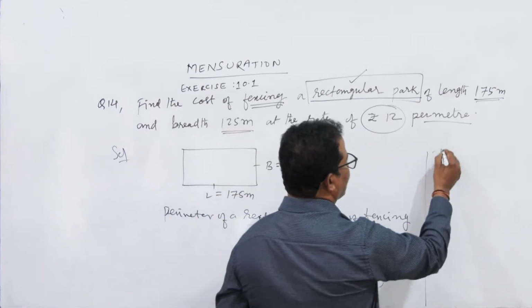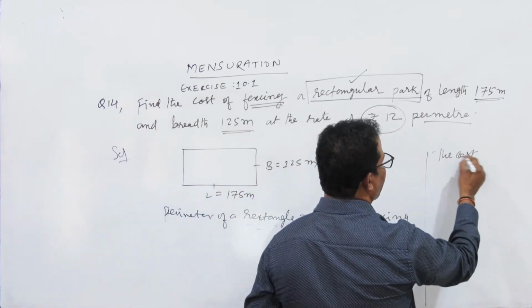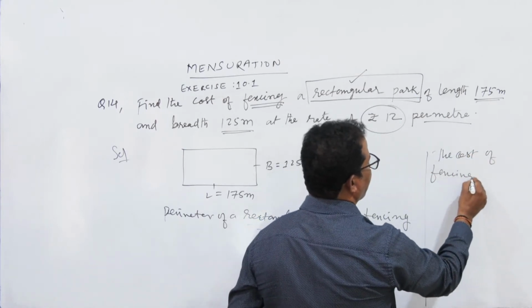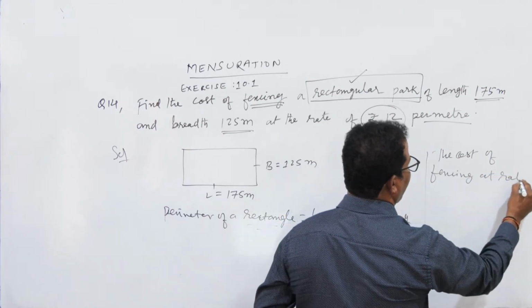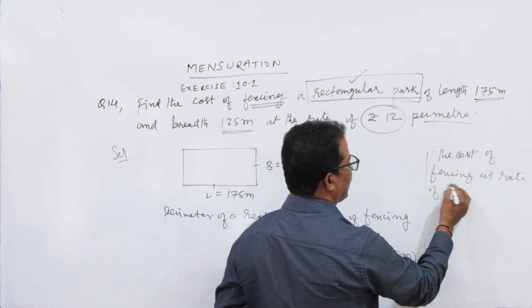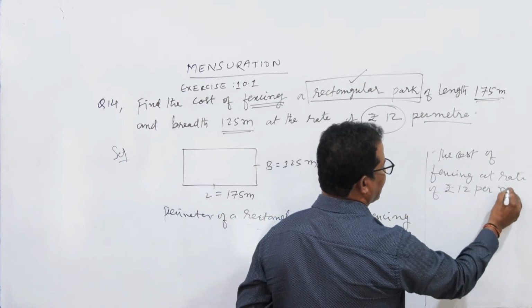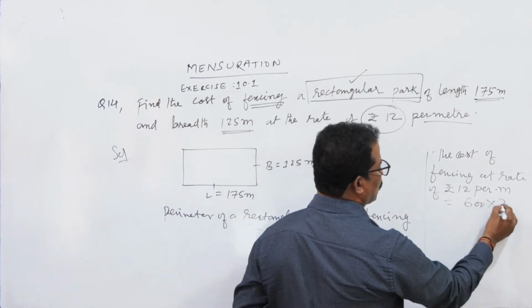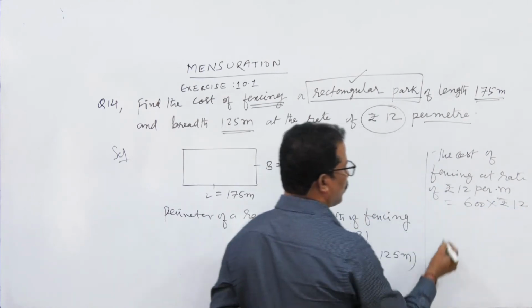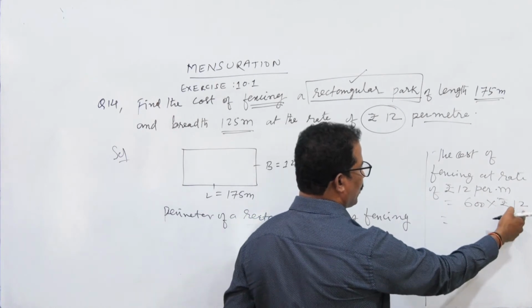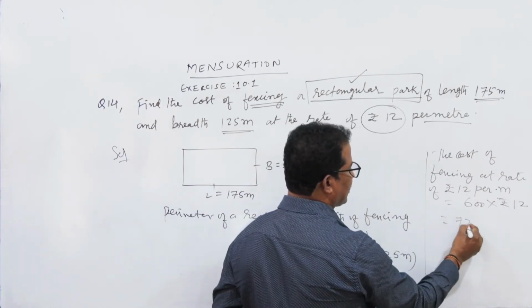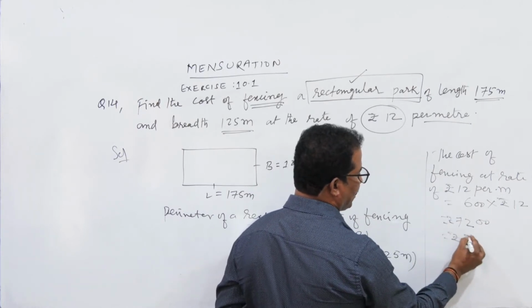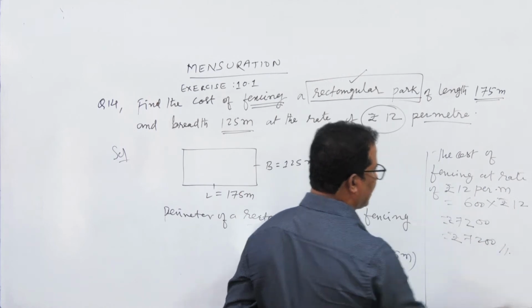So the cost of fencing at the rate of rupees 12 per meter is equal to the total length, 600, into the cost, that is 12 rupees. If you multiply 12 by 6, 12 6s are 72, then 2 zeros will be added. So what is the cost we got here? Rupees 7,200. Understand all of you?